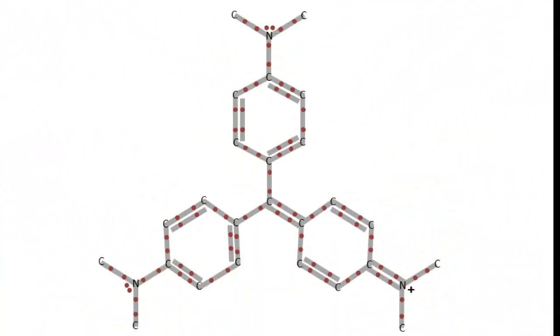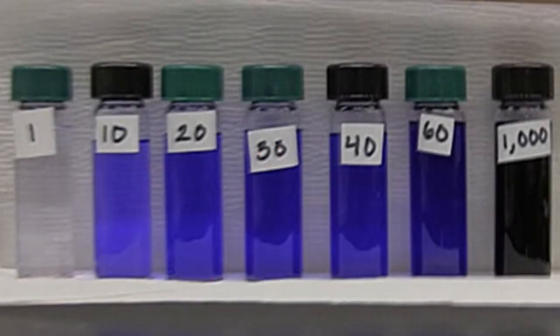And at the molecular level, the crystal violet molecule looks like this. The red dots in the structure represent the electrons that form the chemical bonds. There are also some hydrogen atoms in the molecule, but they aren't shown here because it would get very crowded. And we can see that the more crystal violet powder we add to the water, the darker the solution becomes.